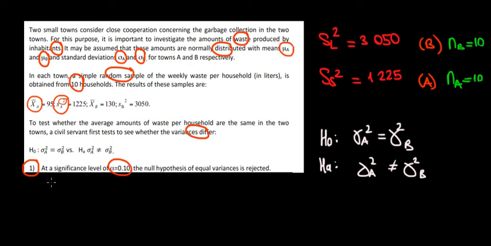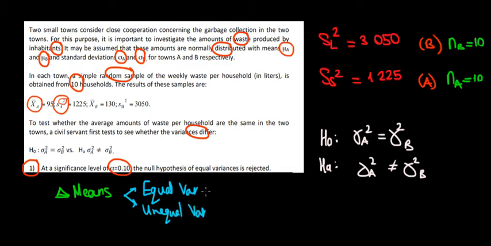Whenever we want to test a difference between means, we're going to run a t-test, assuming that the means are independent. And in this case, we're having two independent groups, two independent towns. So we're going to have a difference between means, but we have two types of tests. Either we have equal variances or we have unequal variances. So the reason we're doing this test on variances right now is to figure out which one of these we're going to have to run the test on difference in means in the next question.